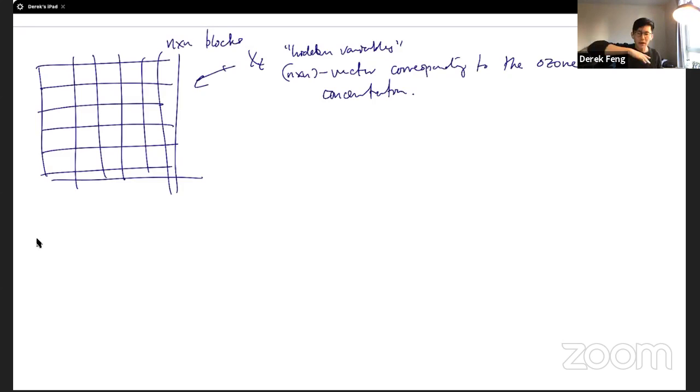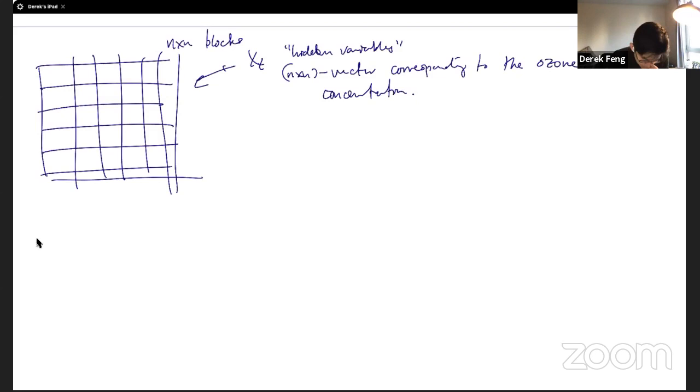So XT is going to be an n by n vector, because XTs are vectors. I just collapse it into a vector. And that's the underlying hidden variable, right? That's the thing I want to estimate: what the ozone is for my full area.